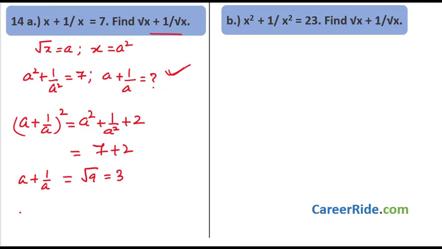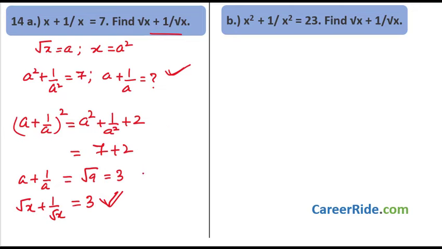And a plus 1 upon a is what? It is nothing but square root of x plus 1 upon square root of x is equal to 3. See how easy and simple it is. There is nothing difficult. The examiner tries to play with your mind. They reframe the questions. So all that you have to do is identify that this question is known to me. It is just that they have put it in a different form.